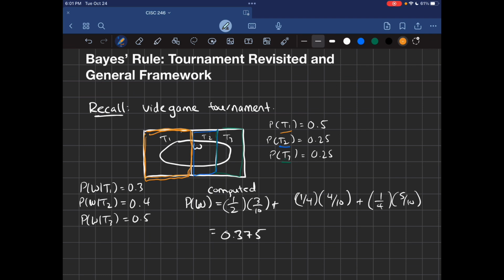Then we had historical data that said, given you see a type 1 player, you win with 0.3 probability, same with type 2, and same with type 3. And then we computed the overall win probability, when you don't know what type they are, and that was 0.375. That was using the total probability theorem.